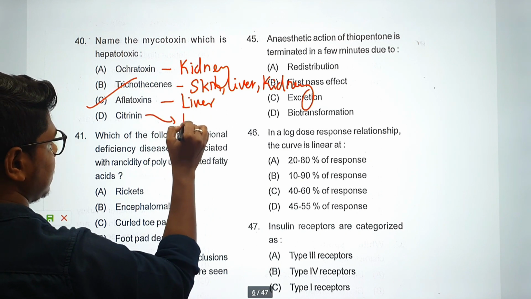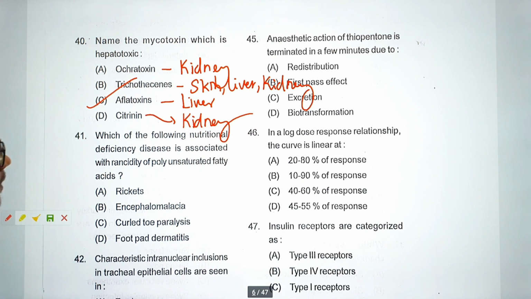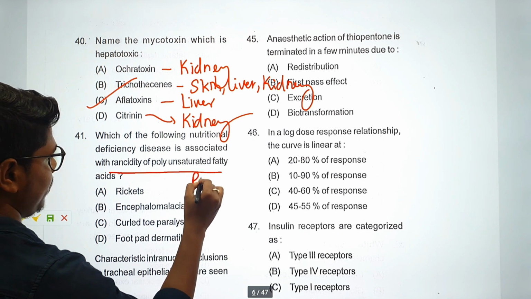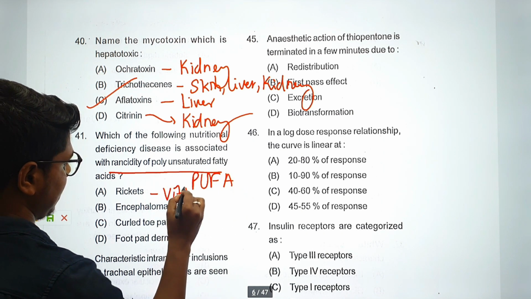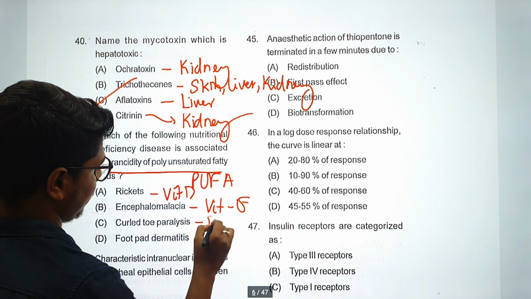Citrinin, kidney, nephrotoxin. Which of the following nutritional deficiency diseases is associated with rancidity of polyunsaturated fatty acids? Poly is PUFA. Okay. Rickets, vitamin D. Encephalomalacia, vitamin E. Colto is riboflavin.